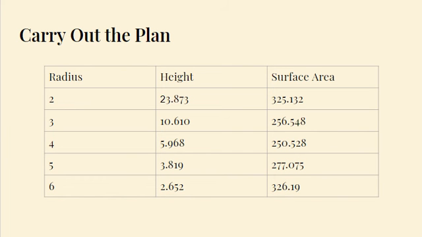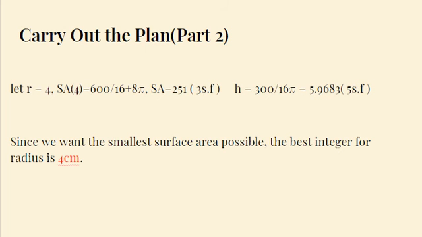Here is a table of possible radii and the results through the formula. According to this table, 4 would be the best integer since we want the smallest possible surface area.